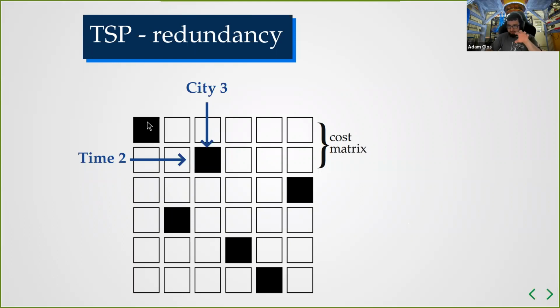So let us investigate this a little bit. If we look at any possible combination, first of all, note that we only allow one black square in each row and each column. This is important because we only allow one city to be visited at a given time. This is why we have one black square in a row, and each city is visited exactly once, which means that in each column there has to be exactly one black square.